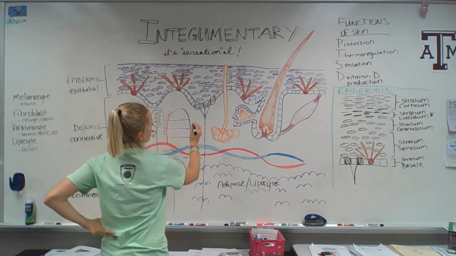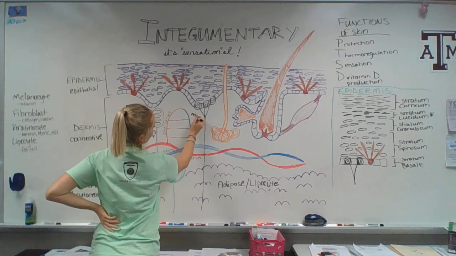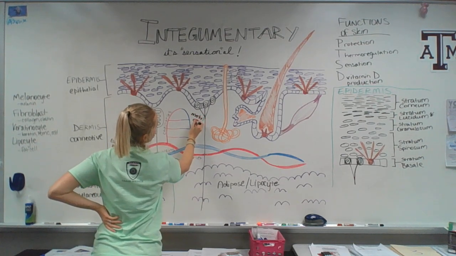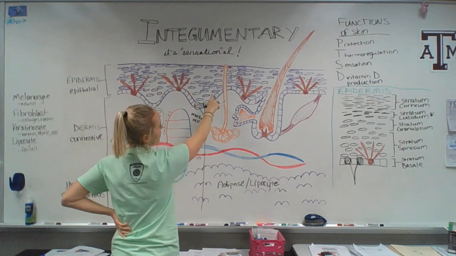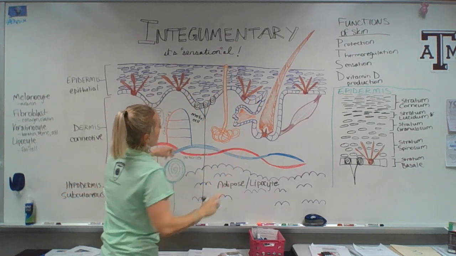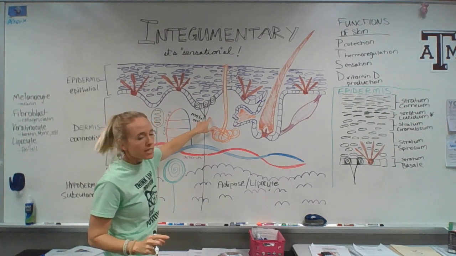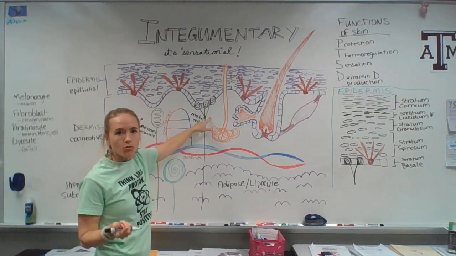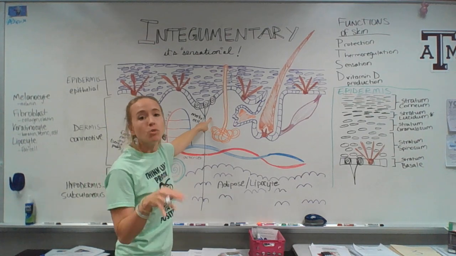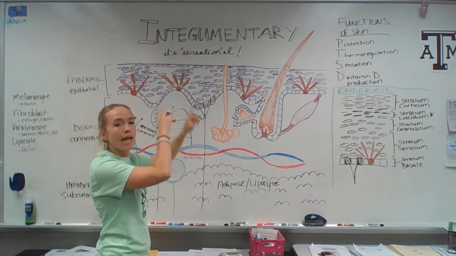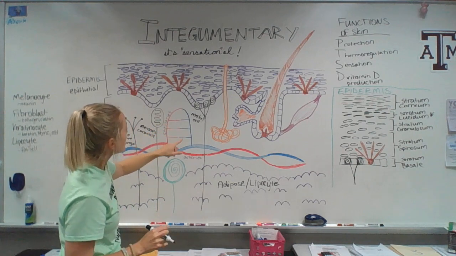There's also, these are Merkel cells. Merkel cells are actually based in the bottom layer of the epidermis. They are going to sense non-moving touch. You can remember that because Merkel sounds like murky, and murky water doesn't move much. So that's going to be afferent, since it is sensing.